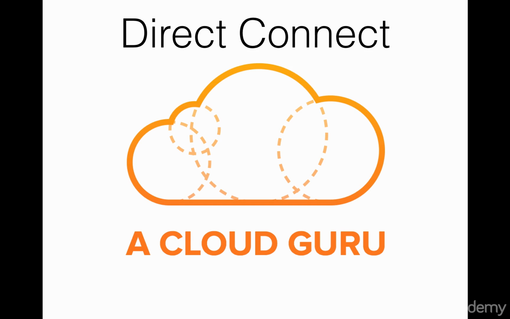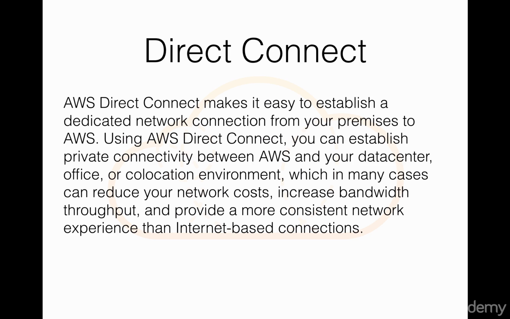In this lecture we're going to discuss Direct Connect, and we're just going to look at it at a very basic level because this is just for the associate course. Again, we go into a lot more detail on Direct Connect in the professional course. Okay, so what is Direct Connect? Well, Direct Connect makes it easy to establish a dedicated network connection from your premises to AWS. So that's all it is. It's a dedicated line from your premises to AWS.